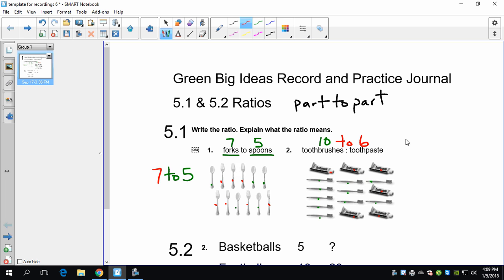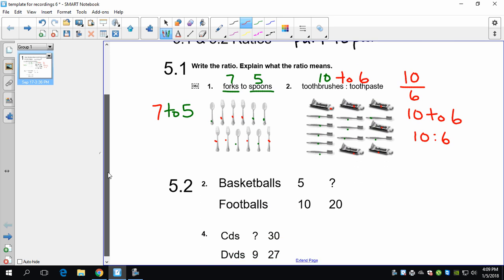Now, just on a quick little side note, we can certainly write our ratio a couple different ways. We can write it kind of like a fraction, 10 over 6, but we're still going to call it 10 to 6. We can write it with the word "to," T-O, 10 to 6 like that. And then you can also write it with a colon, 10:6 like that. So with your ratio, you can write it 3 different ways. And again, the ratio is a part-to-part comparison.